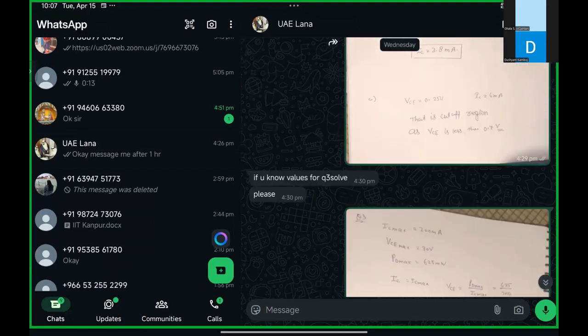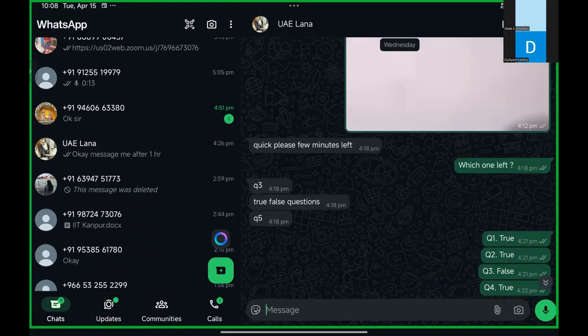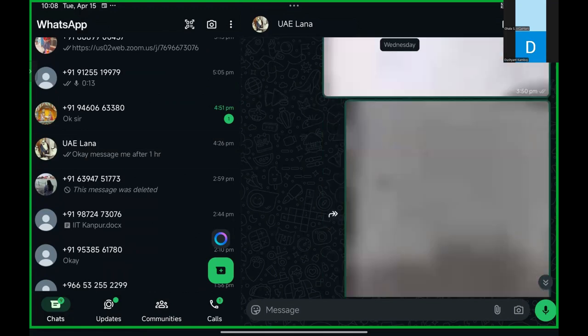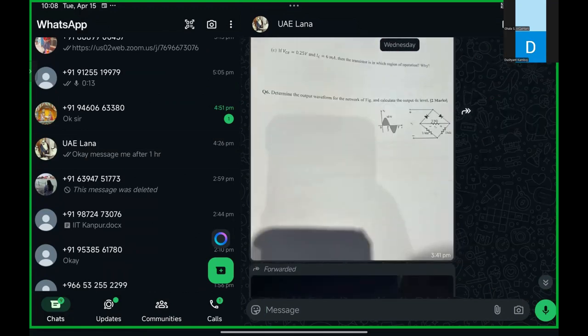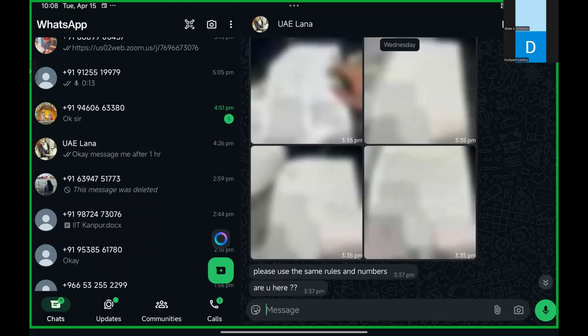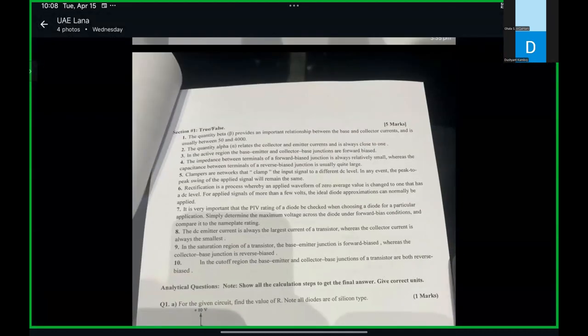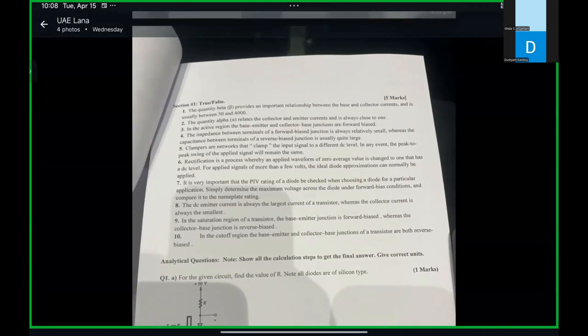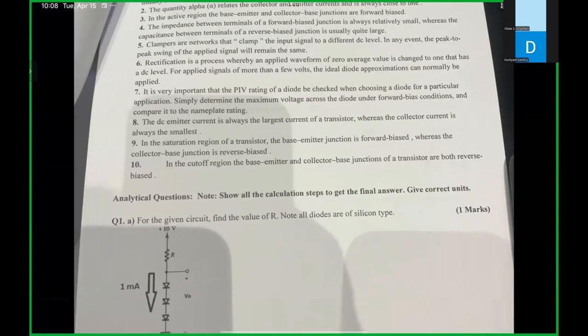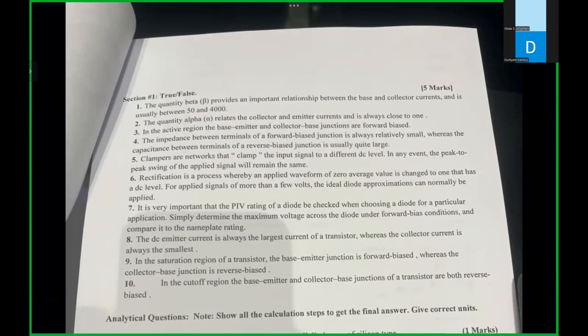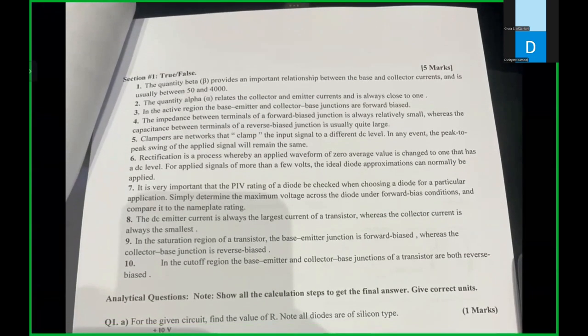Do you have the true false or not? Which one? There are many for this exam. Oh yes, I have this page.